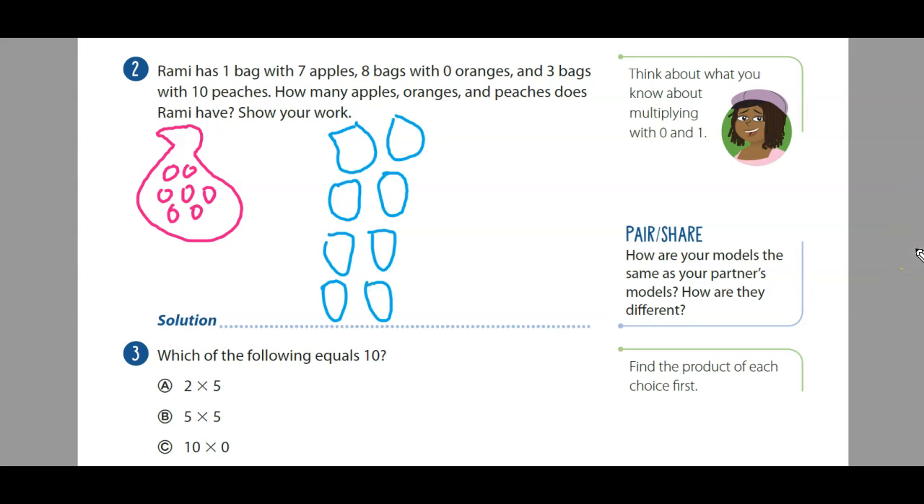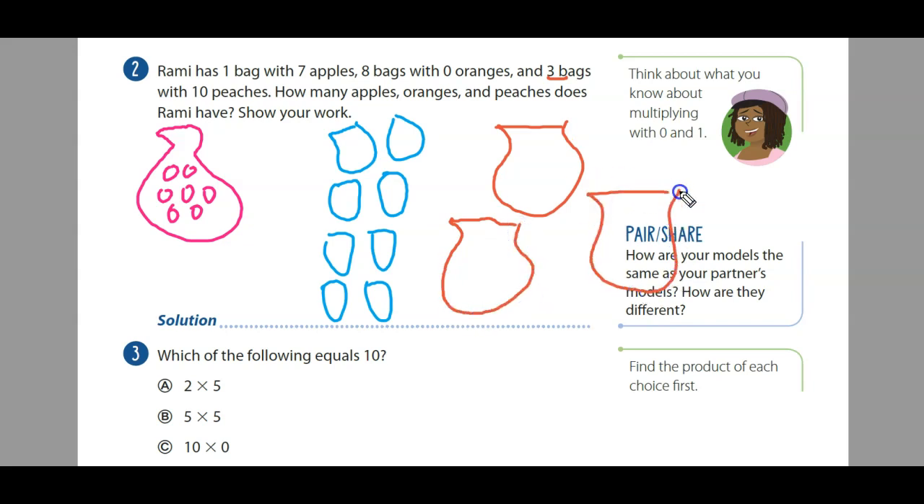And then he has 3 bags with how many peaches inside? 10 each. Okay. 1, 2, 3, 4, 5, 6, 7, 8, 9, 10 in each bag.